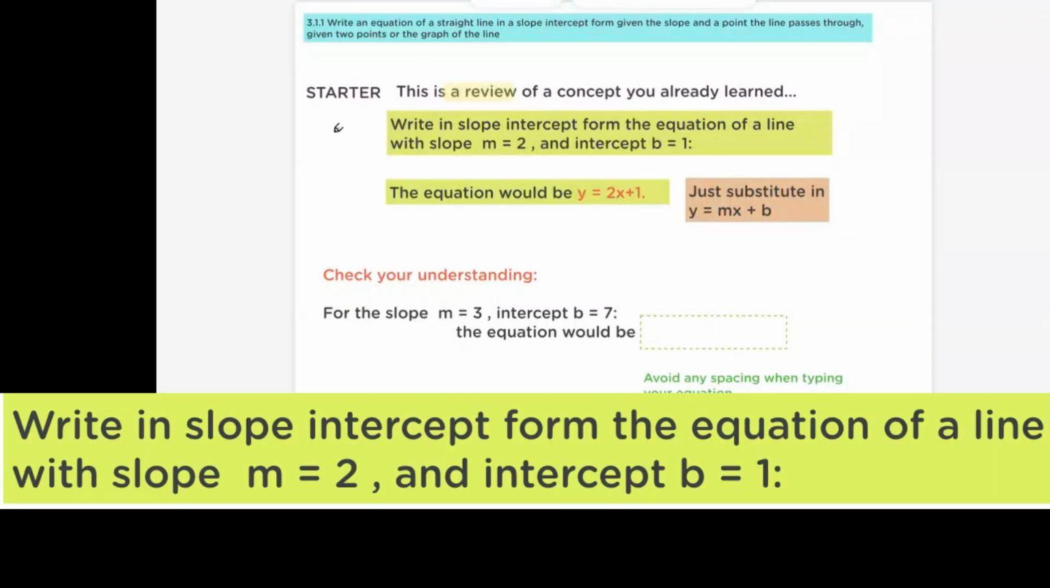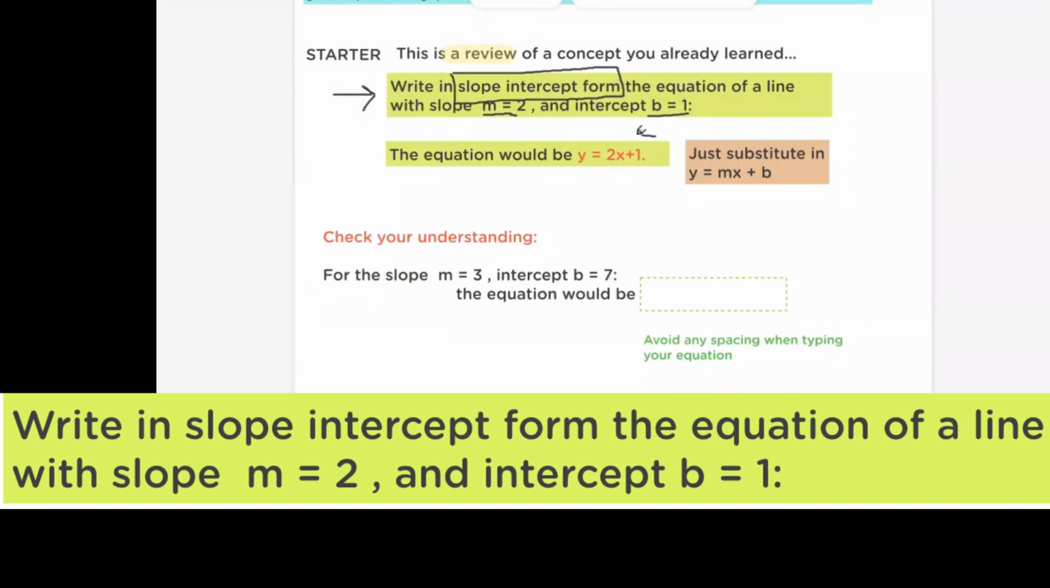Write in slope-intercept form. So make sure you know what form they want. Slope-intercept. The equation of a line with the slope 2, intercept 1. The answer would be in this form, y equals 2x plus 1. Just substitute in this form.